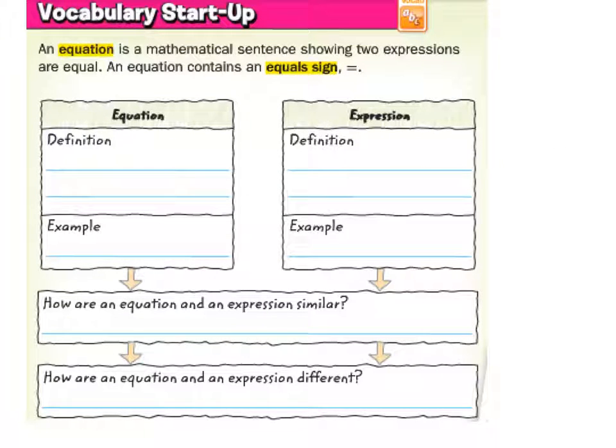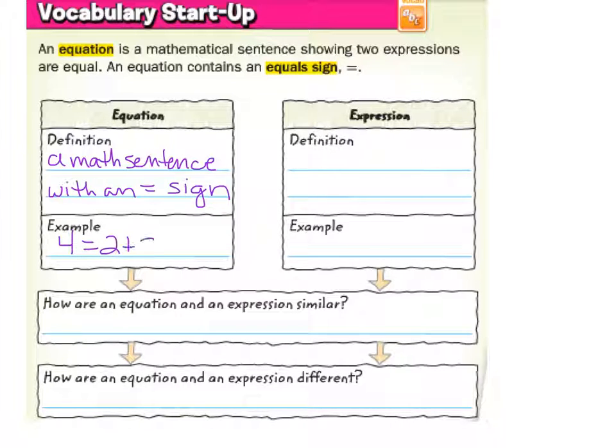Vocabulary startup. An equation is a mathematical sentence showing two expressions are equal. An equation contains the equal sign. So let's take a look. The definition of an equation then is a math sentence with an equal sign, like 4 is equal to 2 plus 2.